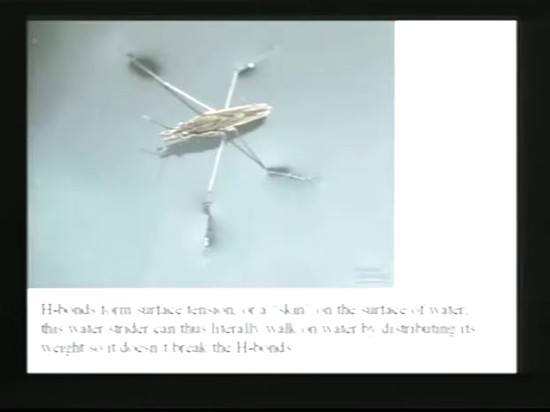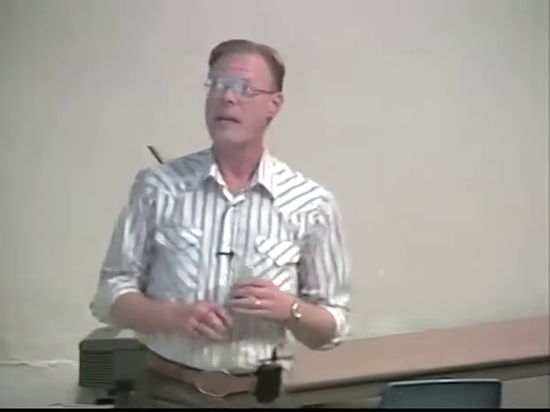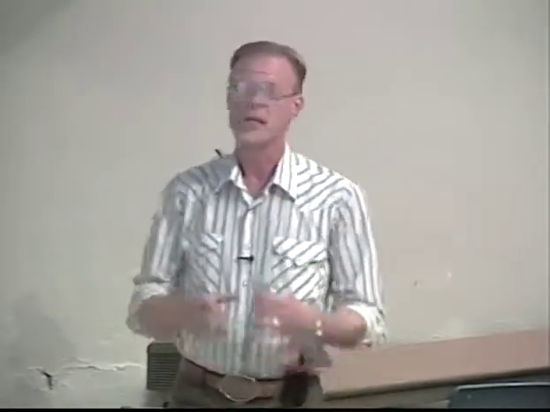And that skin is formed by those hydrogen bonds in the water molecules interacting with each other. That skin is strong enough that if an insect, for example, distributes its weight evenly over the top of that tension, surface tension, it can actually walk on the top of the water. Right? That's what these water striders do.